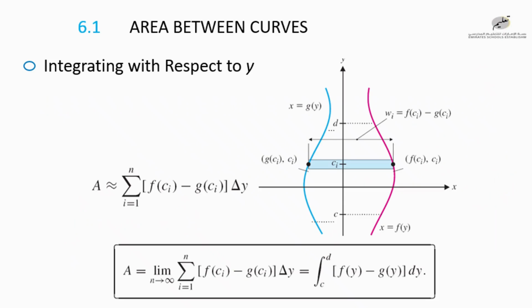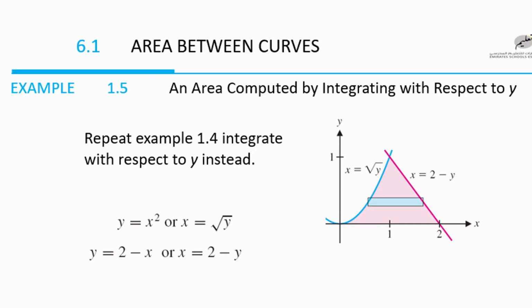Be careful, if you are asked to integrate with respect to y, or the revolving happens around y, you will be integrating with respect to y by having f(y) minus g(y) dy. If you look at this example, it's exactly the same as the previous question. But since it's asked to integrate with respect to y, or it revolves around the y, we rewrite y equal to x square as x equal to root y, and y equal to 2 minus x as x is equal to 2 minus y.